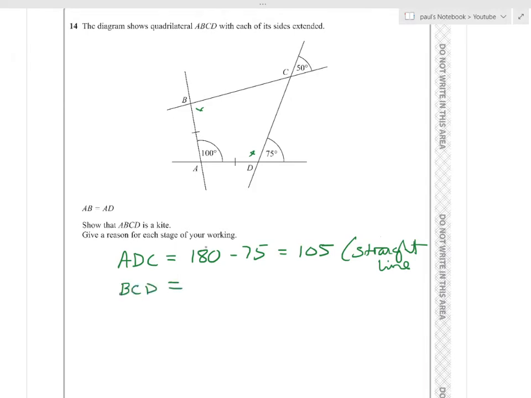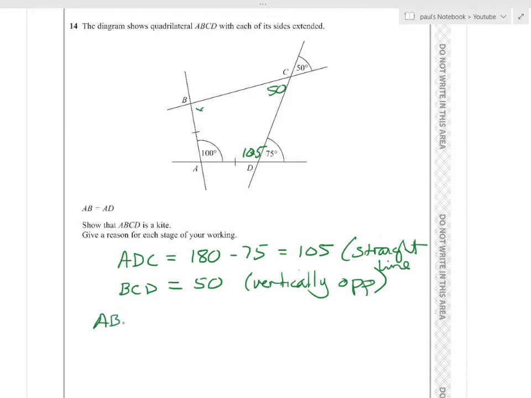Right, this one, BCD. BCD equals 50. The reason for that, so I'll call that 50, and I'm going to write 105 in there. And that's vertically opposite. That's the reason. Now we've got 3 out of 4, so let's find ABC.